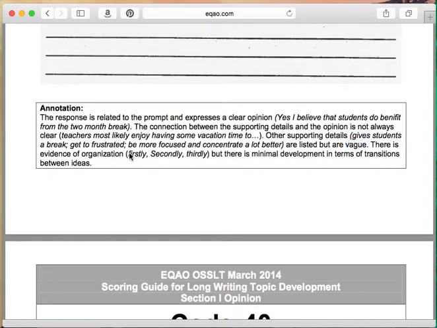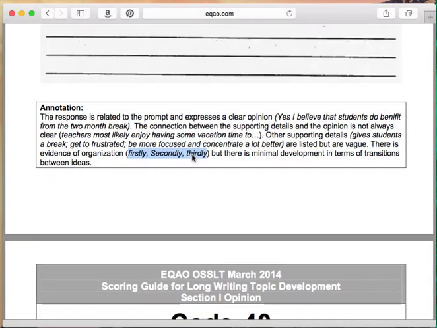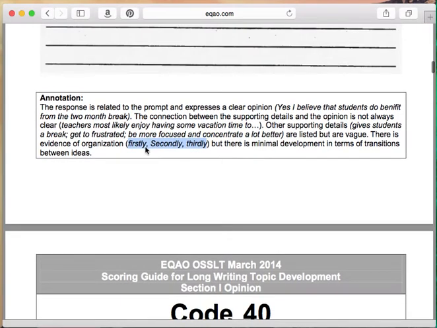Something interesting here, a 30 out of 60. The transition words that were used are firstly, secondly, and thirdly. So while those aren't advanced transition words, they definitely communicate a development. We're moving through the idea here.